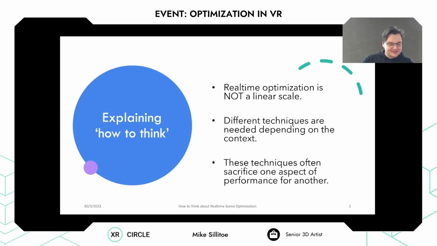Real-time optimization is not a linear scale. We can't just move a slider and make things run better at the cost of visual quality. It doesn't quite work like that. At least it shouldn't. Different techniques are needed depending on the context, and there are a bunch of techniques which we'll get into. These techniques often sacrifice one aspect of performance for another. What I'm getting at with all this is that there's a lot of context here and a lot of potential ways of doing this, and it really depends on what you're doing, how you're doing it, what the context of the scene is, and so on. So it's better to be loose and open in how you solve optimization issues than to be rigid and say, oh, it has to be like this. Don't be too dogmatic with it, basically.